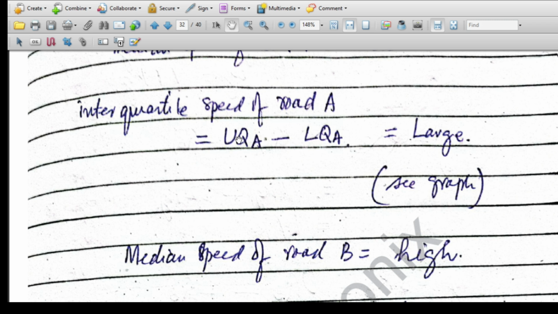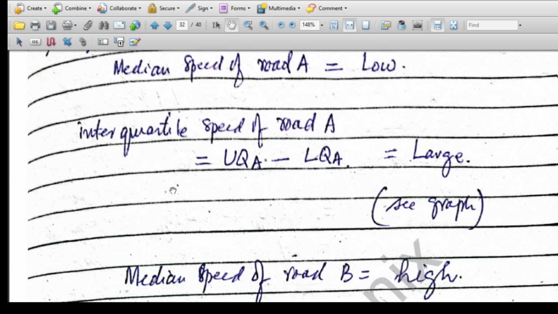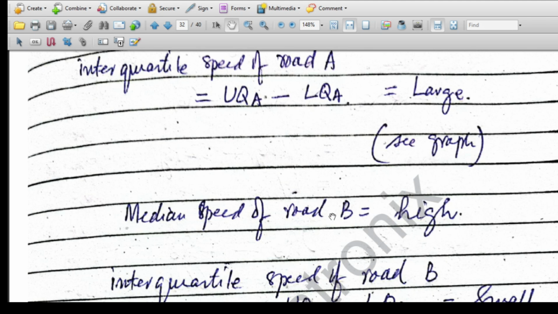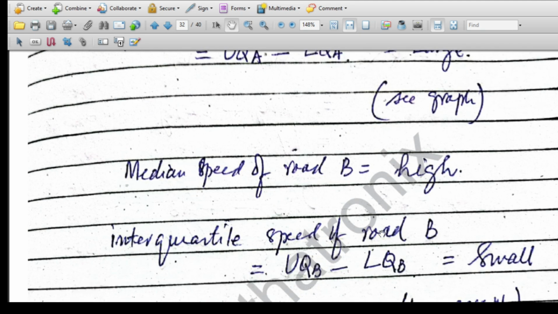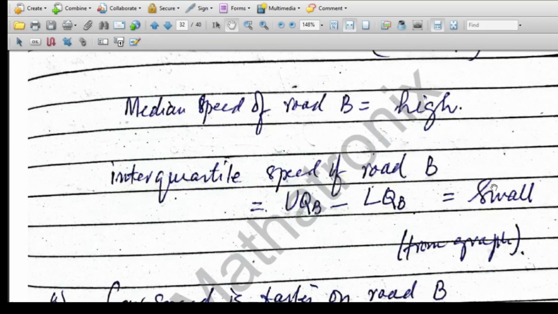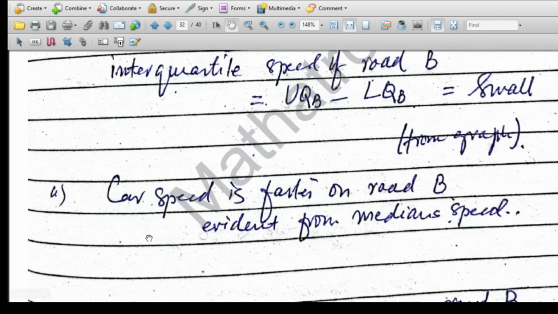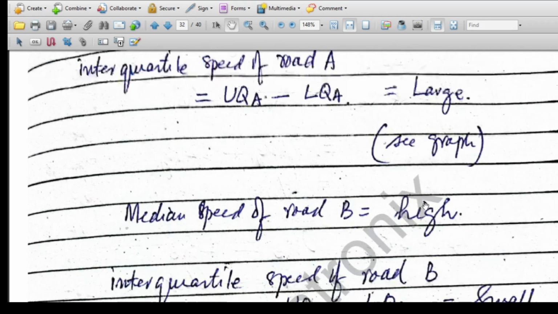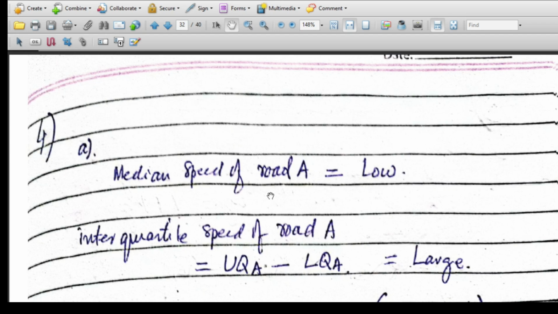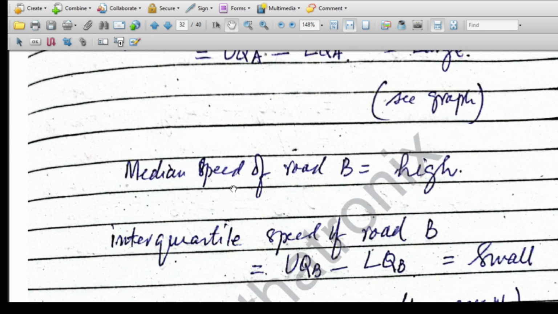We can just draw the upper quartile of road A and the lower quartile of road A, a large spectrum. The median speed of road B is high, and the upper quartile and lower quartile of road B are small. So we can see this all from the table, and the car speed is faster on road B. Road B is faster, evident from the median speed. The median speed of road A is low, and the median speed of road B is high.